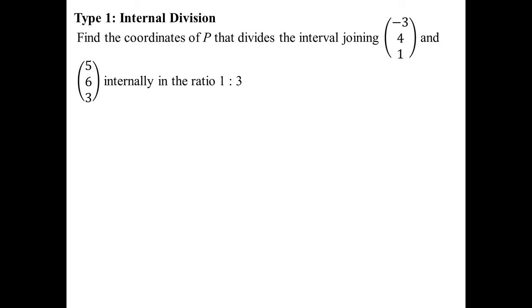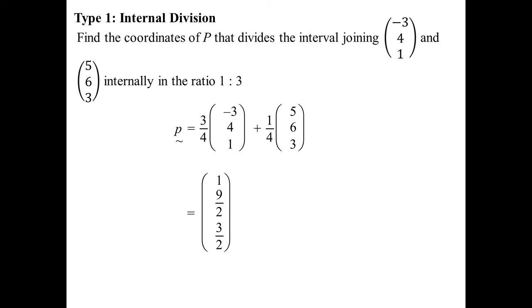So we're going to find the coordinates of a point that divides this interval, and it's joining -3, 4, 1 and 5, 6 in the ratio 1 to 3. Well, 1 and 3 is 4. I suppose you didn't need me to tell you that, but it is. So the bottom of the fraction is 4. Now the top of the fraction, swap the ratio round. So instead of 1 to 3, you'll notice the numerator of my fractions is 3 to 1. And then I just multiply it by the respective points. And so there it is, 1, 9 on 2, 3 on 2. So that's our point that we're looking for.